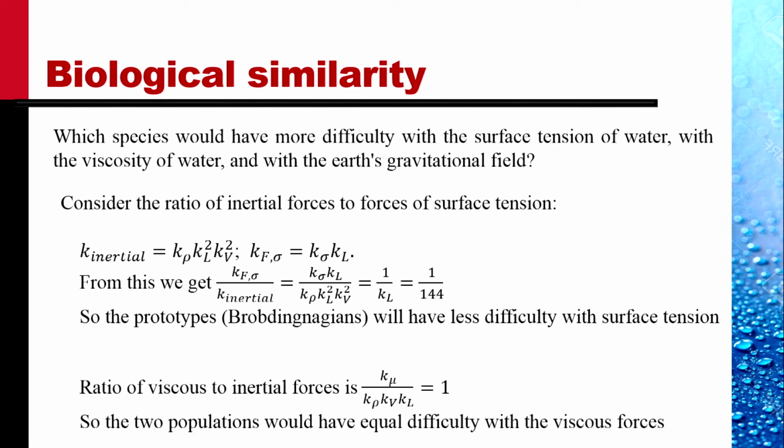The ratio of the viscous to inertial forces is like 1 over Reynolds number. And here, this turns out to be 1, so that the two species would have the same difficulty with the viscous forces.